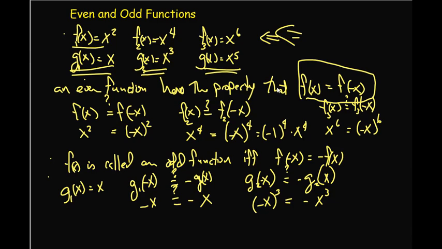Again, what's the definition of even? f of minus x equals f of x. And what is the definition of odd? f of minus x equals minus f of x. So here it's if f of minus x equals f of x, and here it's if f of minus x equals minus f of x.